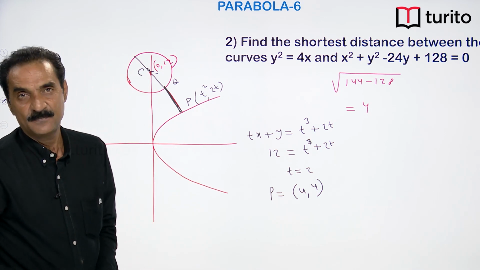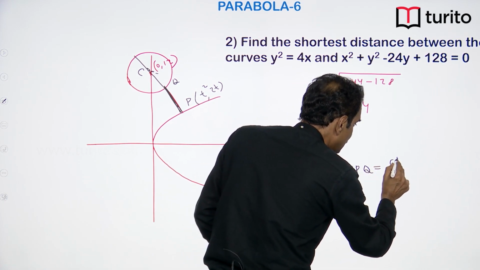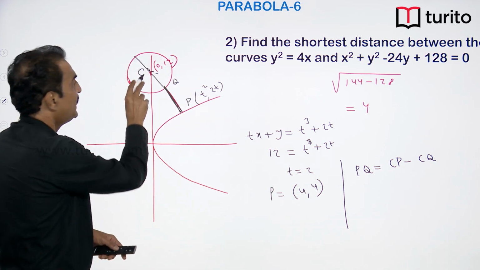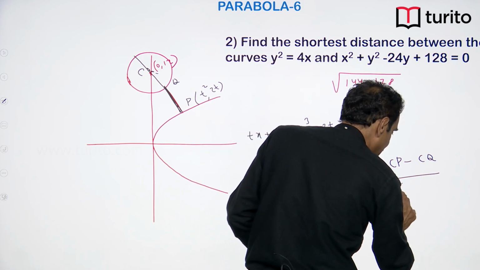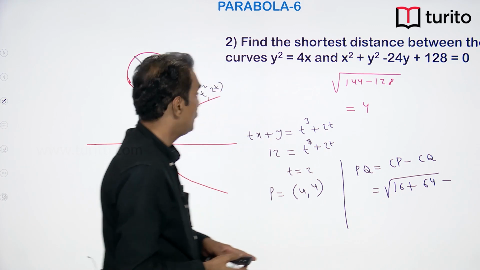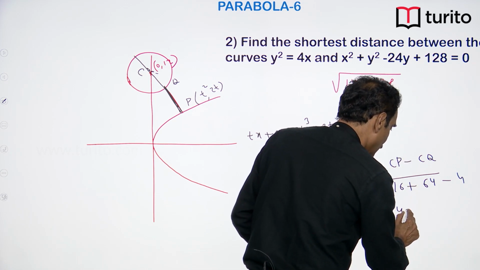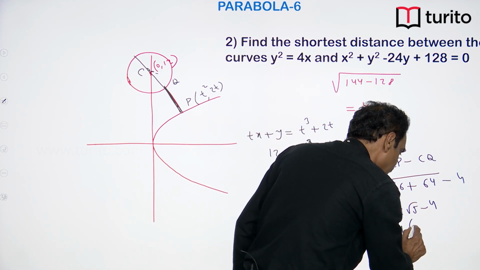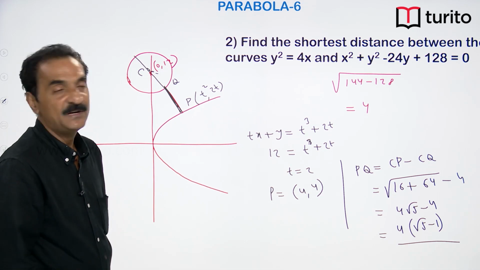Let C be the center of the circle, then we want distance PQ. PQ is equal to CP minus CQ. What is CP? Applying distance formula, root over 4 minus 0 whole square, 16, plus 4 minus 12 whole square, 64, minus what is CQ? It is the radius of the circle, 4. This is root 80, which means 4 root 5, minus 4. So, finally, we get the shortest distance as 4 into root 5 minus 1. This is the method of finding the shortest distance between two curves.